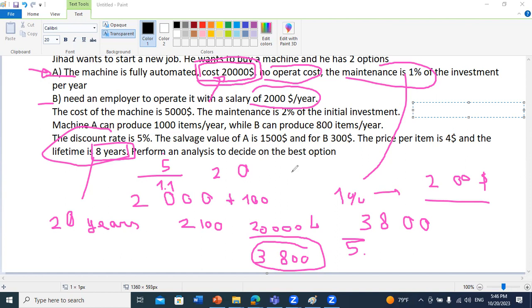So you can try, for example, let's say 10 years. If 10 years will give a better option, then you can try for 9 years. And you should try to find the number of years that will make A a better option than B.